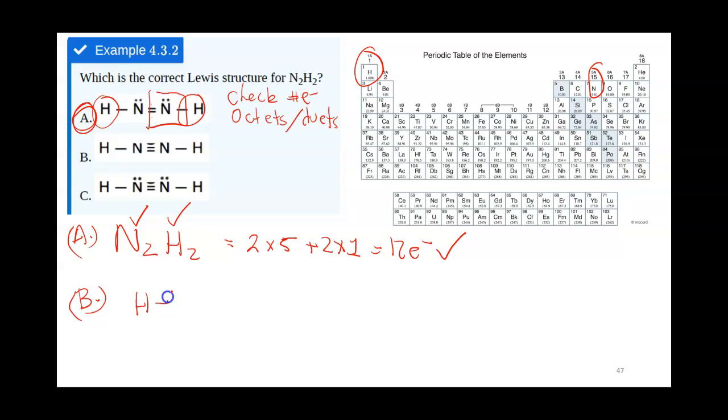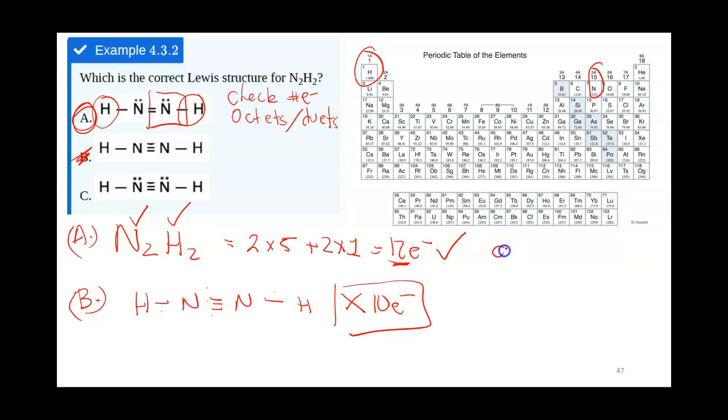Now let's look at the next one and see if we can spot what's wrong with it. So we've got H dash N triple bond N dash hydrogen, and there are no lone pairs. So it should add up that we have 12 electrons here. So we've got 2, 4, 6, 8, 10. And you can see the problem, 10 electrons is incorrect. Okay, so we know that this one is no good.